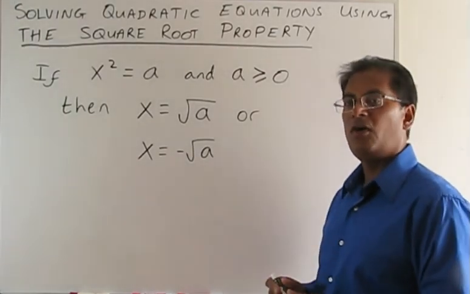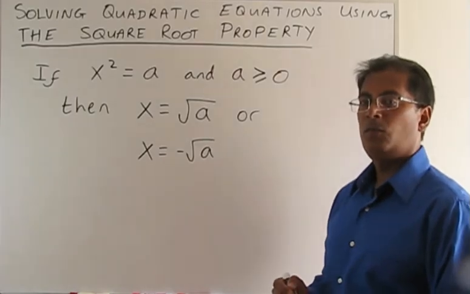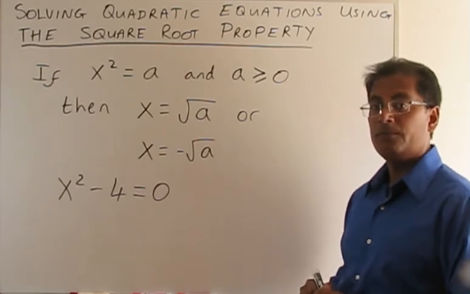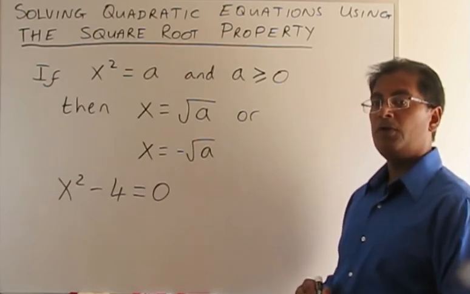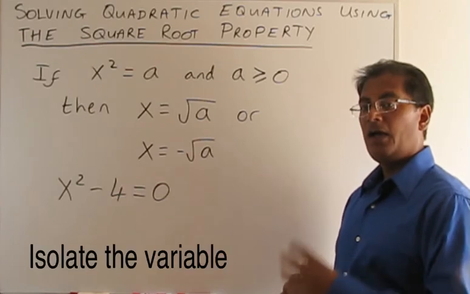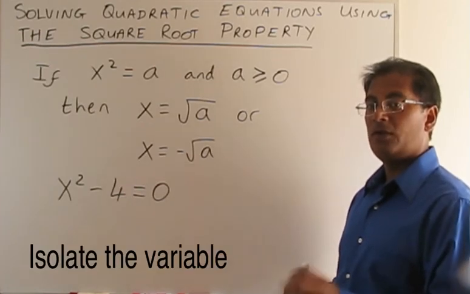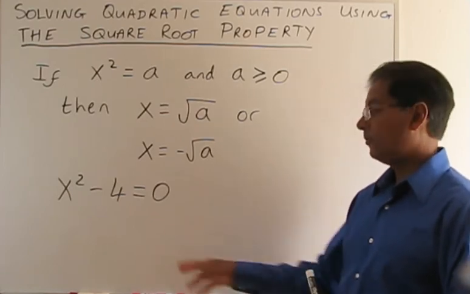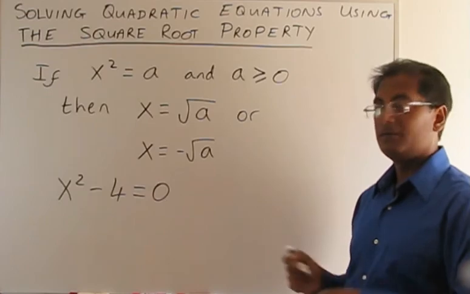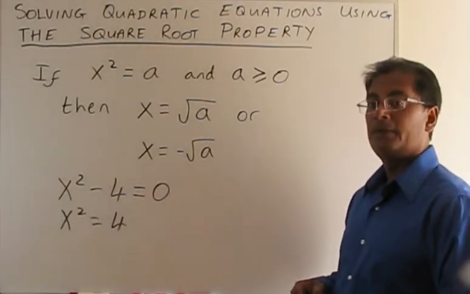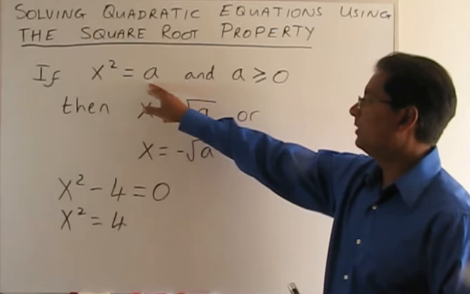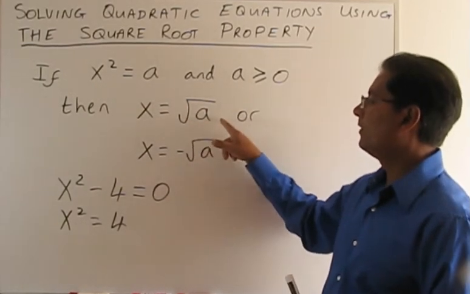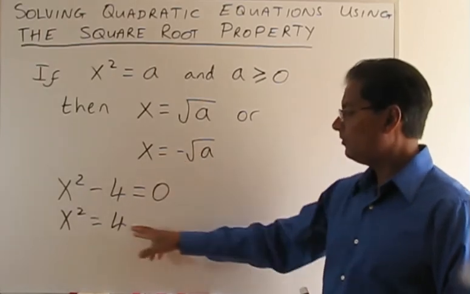Well, how does this help us solve a quadratic equation? Let's recall our last example, x squared minus 4 equal to 0. Using the square root property, what I'm going to do in this case is isolate the x squared. So I want x squared on one side and everything else on the other side. So I add 4 to both sides for this particular equation to get x squared equal to 4. Now if x squared equals a, and a is positive, in this case our a is 4, then x is the square root of a, or the negative square root of a.